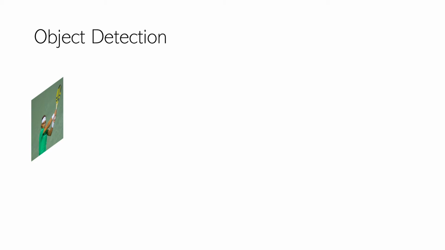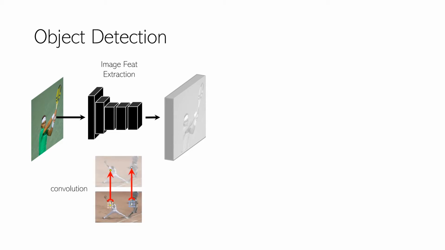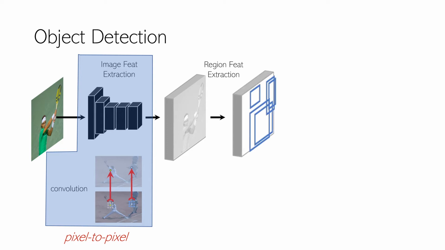I take object detection to show in detail how it works. Given an input image, we first do image feature extraction to produce some feature maps. In this step, the main image operator is the convolution layer. It's basically about the modeling of pixel-to-pixel relationship. Then, we extract region features for each object proposal, for example, for these 5 regions of interest.